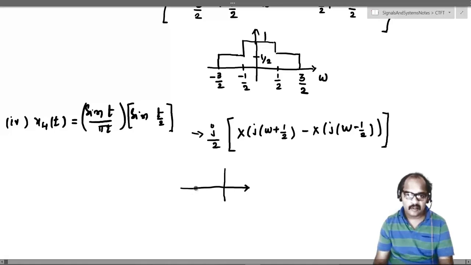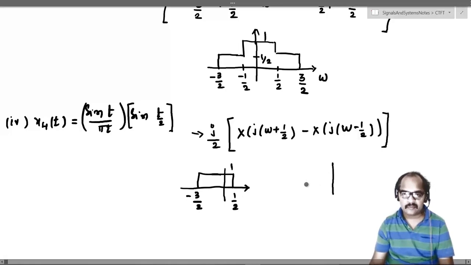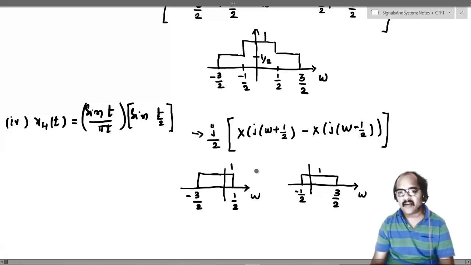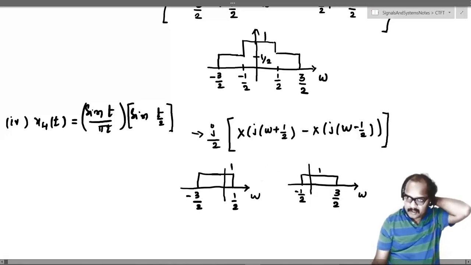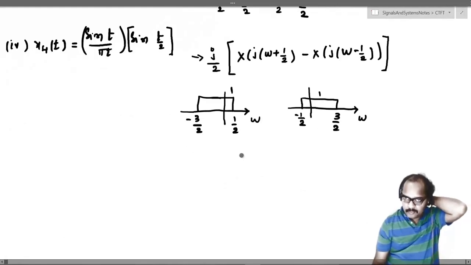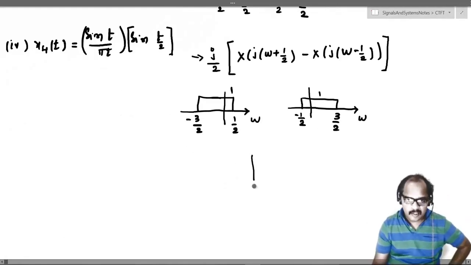So shift the Fourier transform to the left by half, so it looks like this. It is from minus 3 by 2 to plus 1 by 2 with amplitude 1, and the other will have a Fourier transform from minus half to plus 3 by 2 with amplitude 1. Okay, we finally will multiply with j by 2. Now we have to subtract this. So if you subtract, how does the plot look? Let us see how the plot looks.